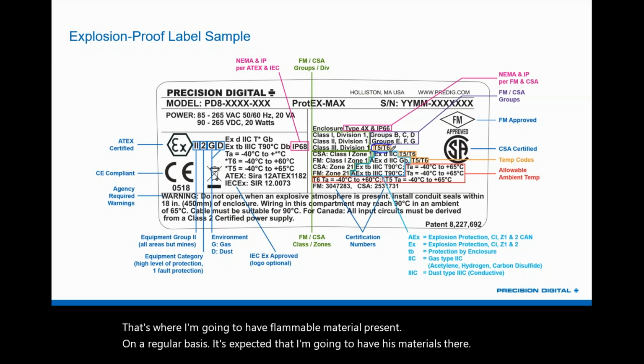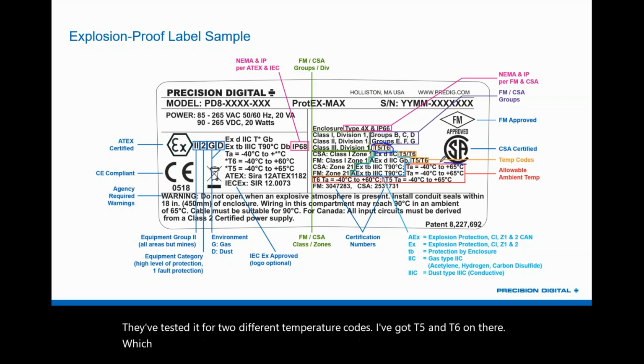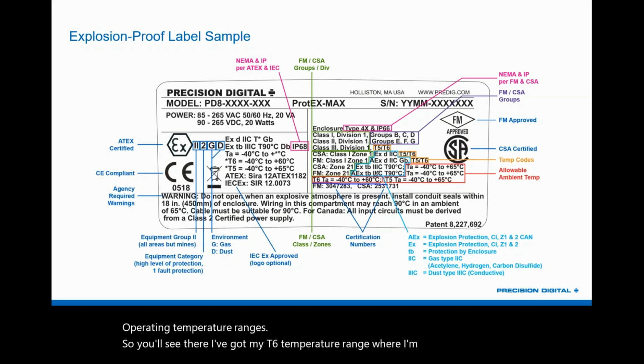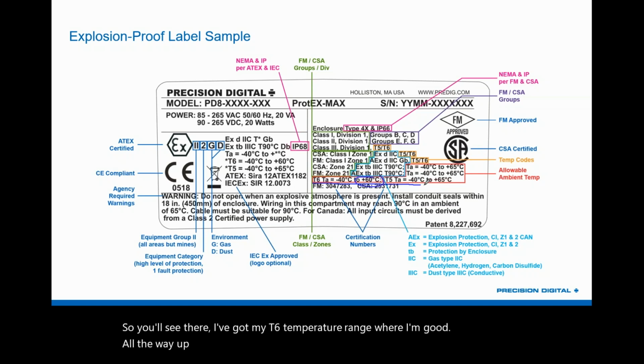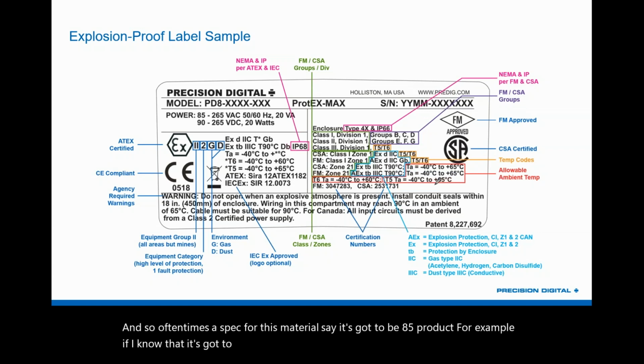They've tested it for 2 different temperature codes. I've got T5 and T6 on there, which translate into the fact that I have multiple different operating temperature ranges. So you'll see there I've got my T6 temperature range where I'm good all the way up to 60 degrees, but then I've got my T5 temperature range where I'm good up to 65. And so oftentimes a spec for this material will say it's got to be a T5 product, for example. Well, if I know that it's got to be a T5 code, then I know I'm good up to 65 degrees C ambient environment temperature.